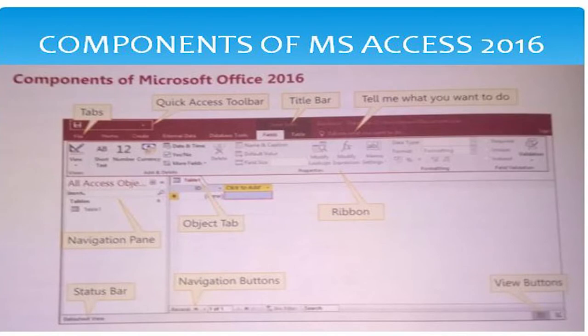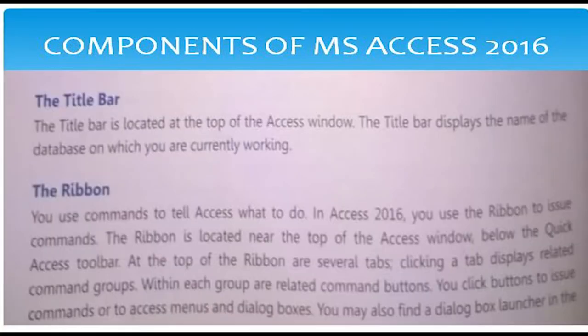Next one is object tab, and on the left side is the navigation pane, and down below is the status bar, navigation buttons: first, forward, backward, like that, and the last one is view buttons. Going through these components of MS Access thoroughly.